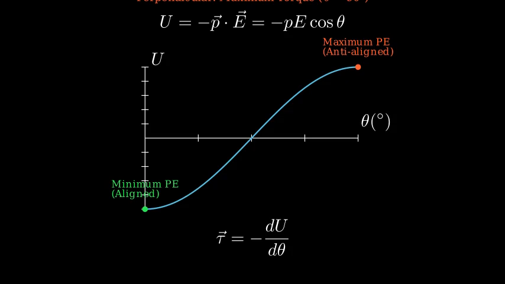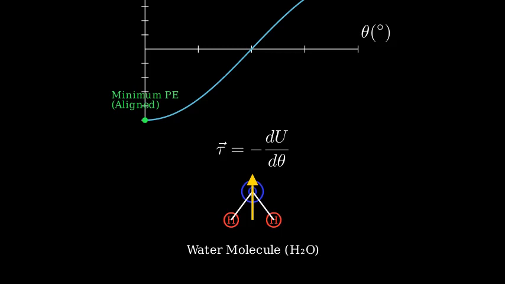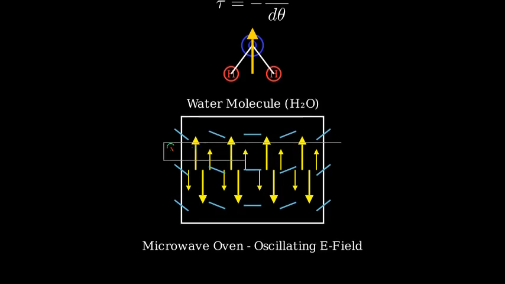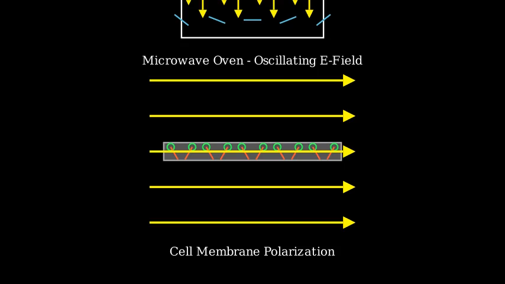Let's look at some real-world examples where this concept applies. Water molecules have a permanent electric dipole moment due to the uneven distribution of electrons. When exposed to an electric field, water molecules tend to align with the field. This principle is utilized in microwave ovens, where water molecules in food rotate as they try to align with the rapidly alternating electric field, generating heat through friction. Cell membranes in biology also contain polar molecules that respond to electric fields, affecting many biological processes.